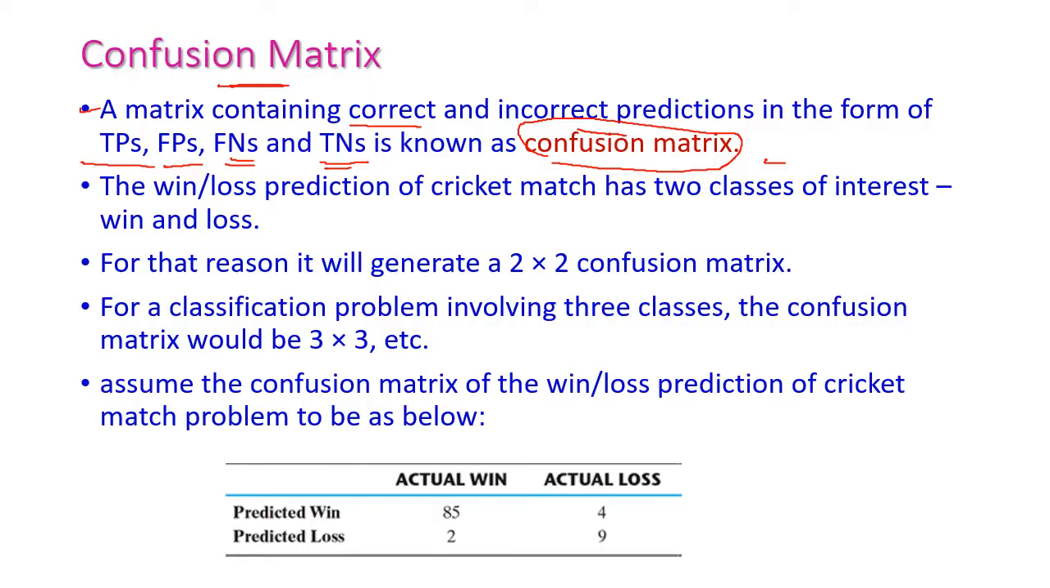Let us see an example of a 2 by 2 confusion matrix, with prediction and actual. Prediction win and actual win is 85. Prediction win and actual loss is 4. Prediction loss and actual win is 2, and prediction loss and actual loss is 9. So these are the given values. From these given values we need to compute all those things.